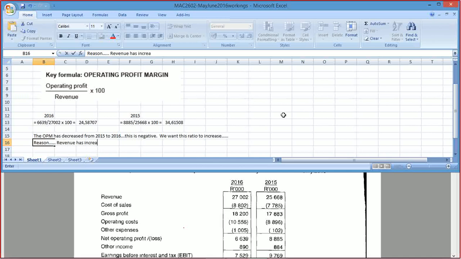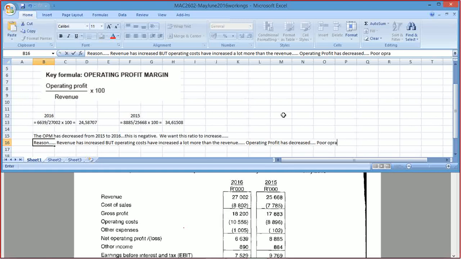Revenue has increased, but operating costs have increased a lot more than the revenue. Operating profit has decreased. So you could maybe talk about inefficient operations, poor operating management, or poor operations (more costs), not managing operations correctly.